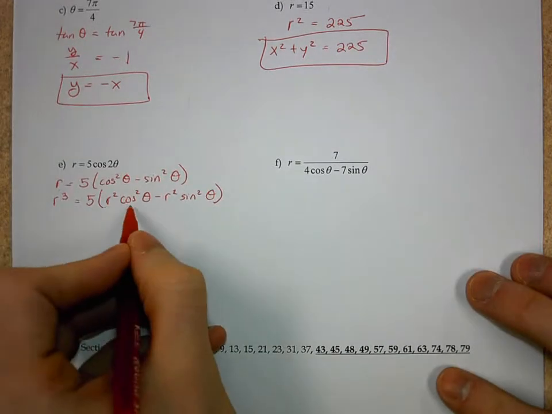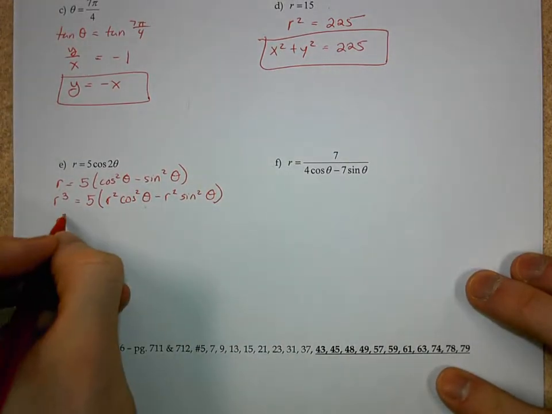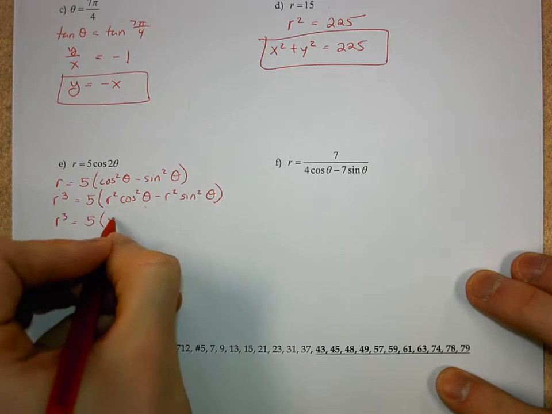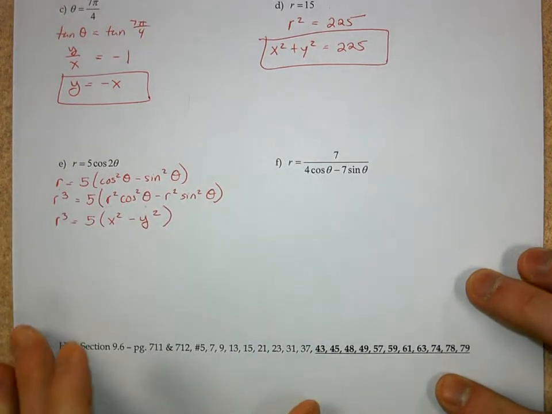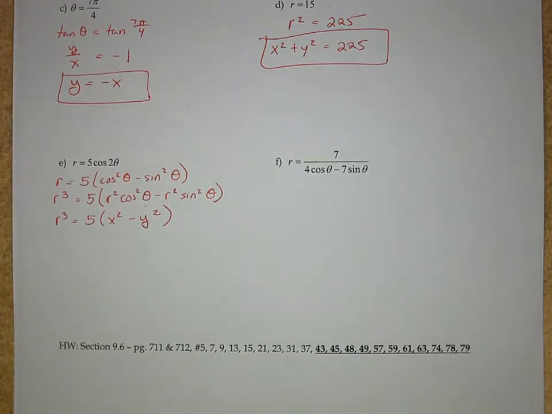So now that I've got this r squared cosine squared of theta, r cubed is equal to 5. We know this is x squared minus y squared. Now I run into another issue though. R cubed over here. How do I get rid of an r cubed? Well, you might think, okay, I know r squared is x squared plus y squared. So couldn't I write that as r squared times r?